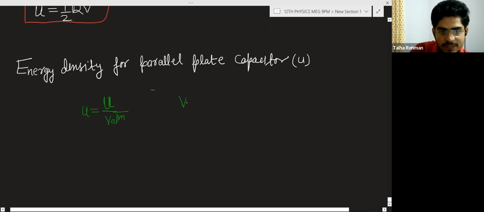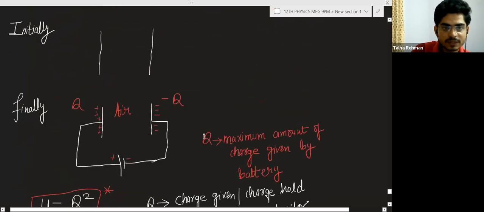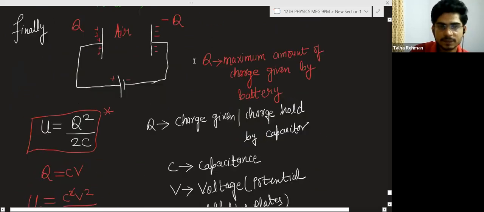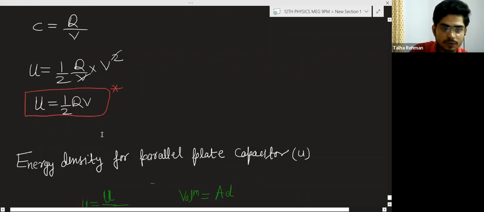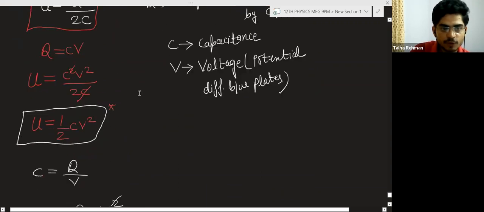And the volume of the capacitor: we have already discussed that A is the area of each plate and d is the distance between the two plates. So the volume will be area into d, A into d. So put these values. Put the value of U: Q square upon 2C is U.